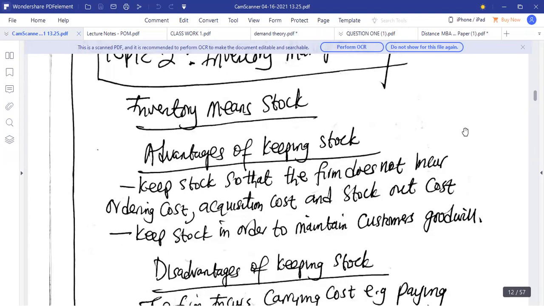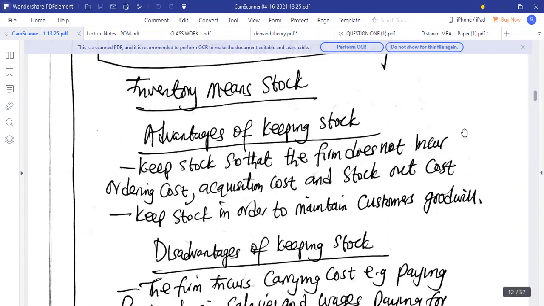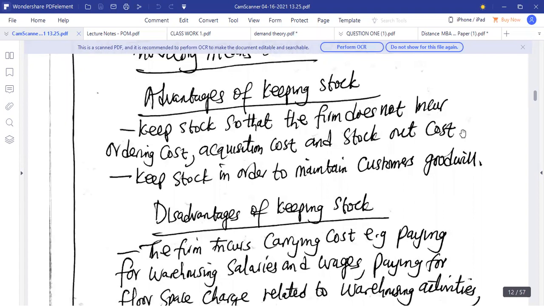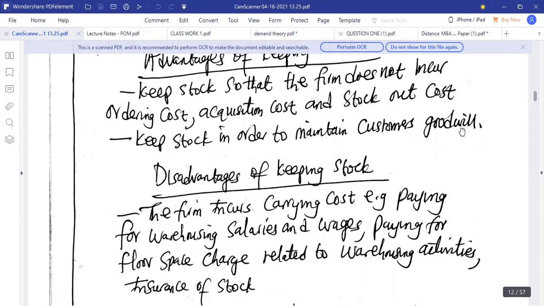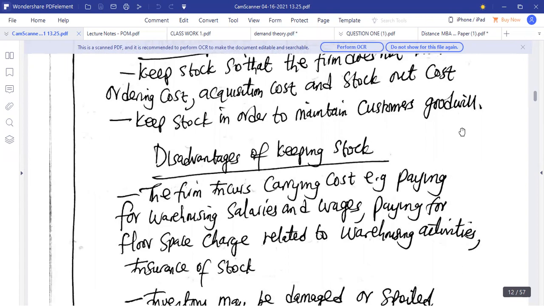And then you keep stock in order to maintain the customer's goodwill. Goodwill is created so that every time customers come to buy from you, they know that you have the stock, so you do not shake their confidence. Then we get into the disadvantages of keeping stock. When you're keeping stock, the firm incurs carrying costs, e.g. paying for warehousing salaries and wages, then paying for floor space charges related to warehousing activities, and also you have to insure the stock.